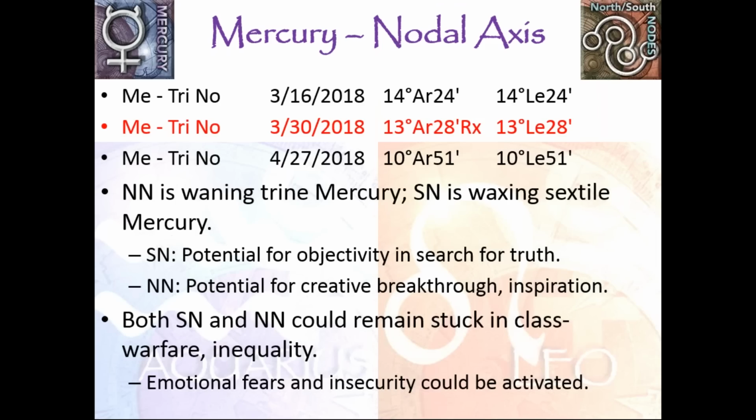So the south node has some potential to search for objectivity and truth, south node in Aquarius. And the north node has some potential for creative breakthroughs, Leo. A lot of inspired action and creativity, Leo to Aries. Now, one of the other things that can happen here is both of these nodes can get stuck in class warfare and inequality. We get emotionally fearful, or insecure.